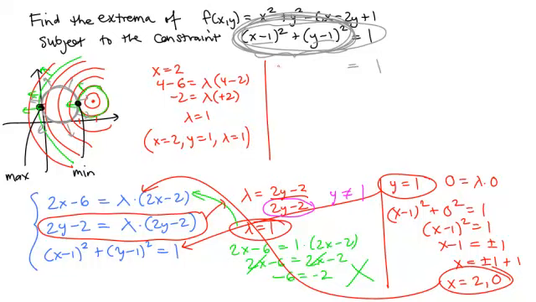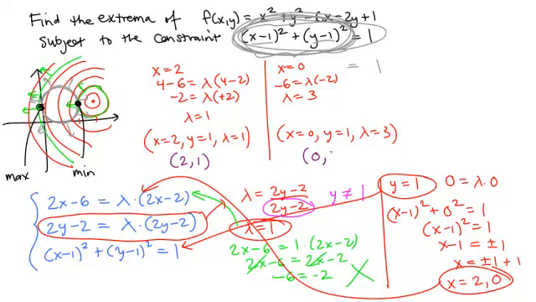On the other hand, if x is equal to 0, then this equation becomes negative 6 is equal to lambda times negative 2, and that means that lambda is equal to positive 3. And so we found another solution. x equals 0, y equals 1, and lambda equals 3. Every solution to this system of equations corresponds to a critical point, or a potential extremum. This one gives me the extremum point (2, 1). This one gives me the extremum point (0, 1).